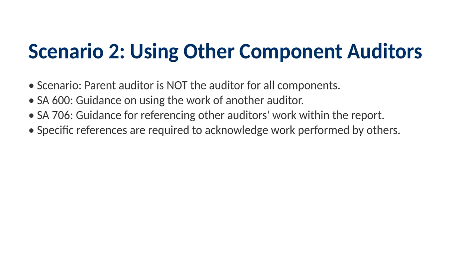Now, let's look at the second, more complex scenario. What happens when the parent's auditor is not the auditor for all the components? In this situation, you have to step up your game and consider the requirements of SA 600, which specifically deals with using the work of another auditor. If you feel it is necessary to make a specific reference to the work performed by these other auditors, you should look toward SA 706 to guide how that reference is placed in your report.